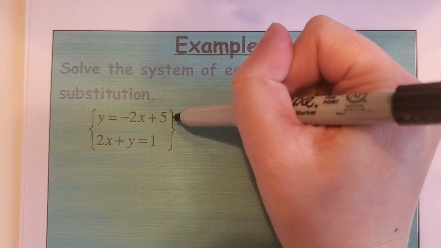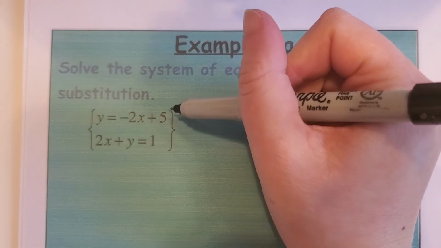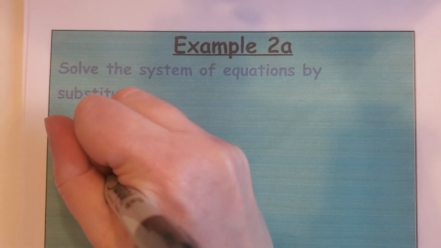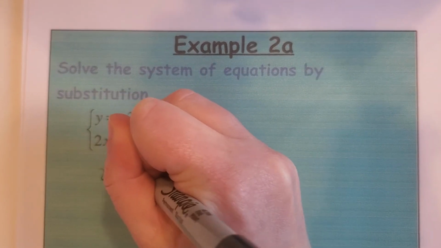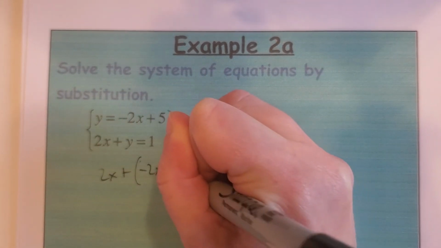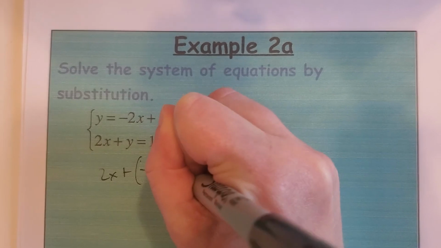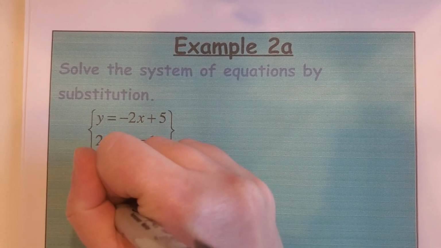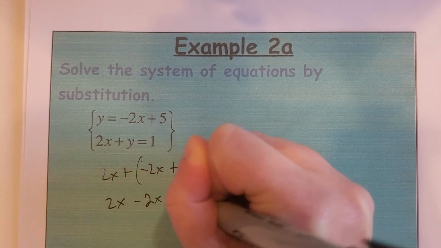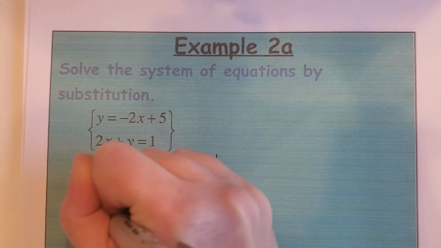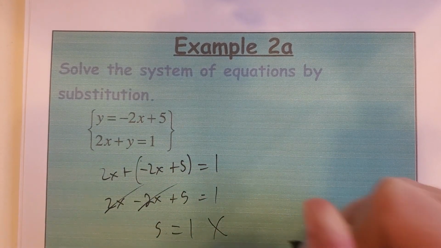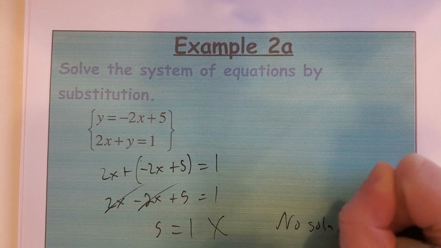All right, so it's like the same thing. We already have something solved for y. We're going to plug this expression in for y in the other equation. So 2x plus negative 2x. I am going to put this in parentheses this time. Plus 5 is 1. Distributing the plus again isn't going to change anything, so this becomes 2x minus 2x plus 5 equals 1. This cancels out. 5 is equal to 1. That's not true. No solution.